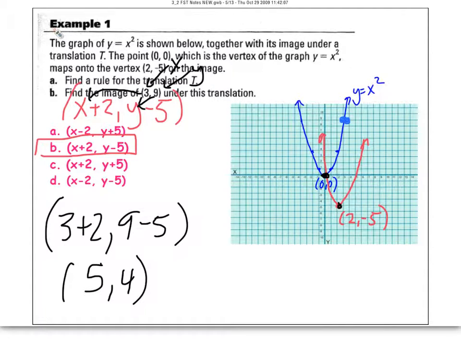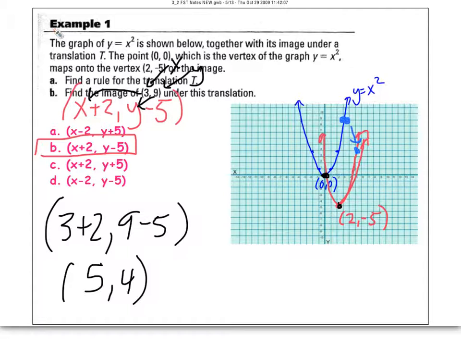So let's take a look. The ordered pair 5, 4 is about right here, so it looks like my graph should be just a little bit more steep right there. So if I did a better graph, 5, 4 would be right there, and that's where the image moved to.